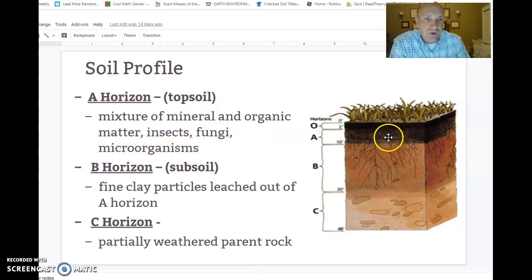So underneath the A horizon, you're going to have the B horizon. The B horizon is also known as the subsoil.